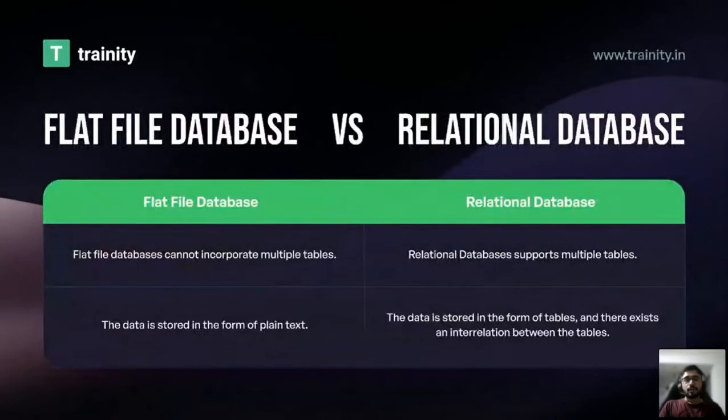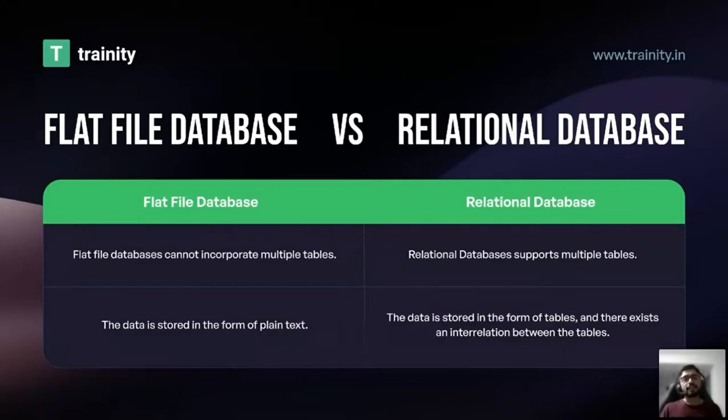And here is a comparison between a flat file database versus a relational database. I have been talking about this a lot. So just to give you a quick overview, a flat file database is nothing but a database like a hard drive or your mobile phone, in which the data is stored in file format, right? So CSV files, PDF files, images, music, and whatnot.